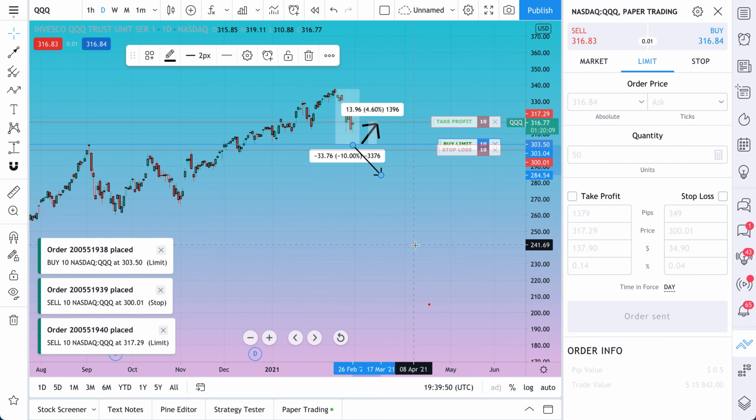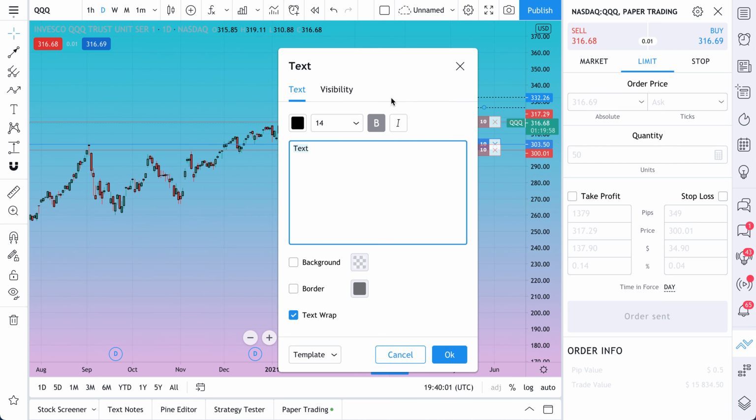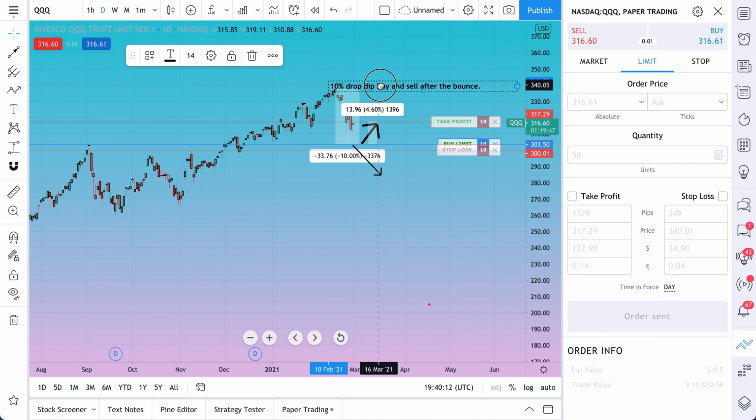Now the rest is history. We just sit back and wait. And we can see our orders here. We see it directly on the chart. We know some of our plan, what we were thinking through. We could even add some notes. This is a 10% drop, dip buy, and sell after the bounce.